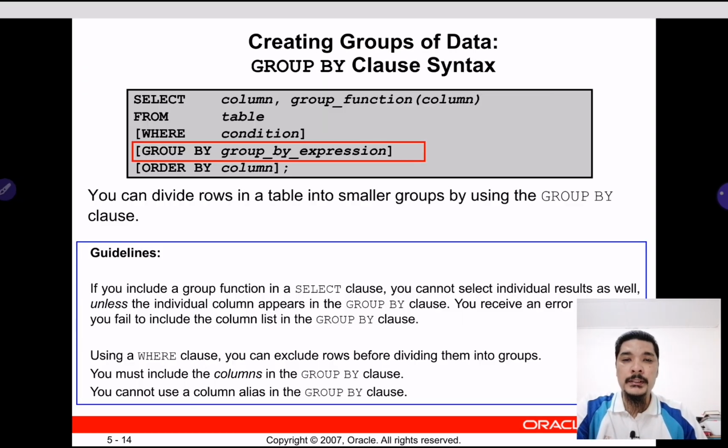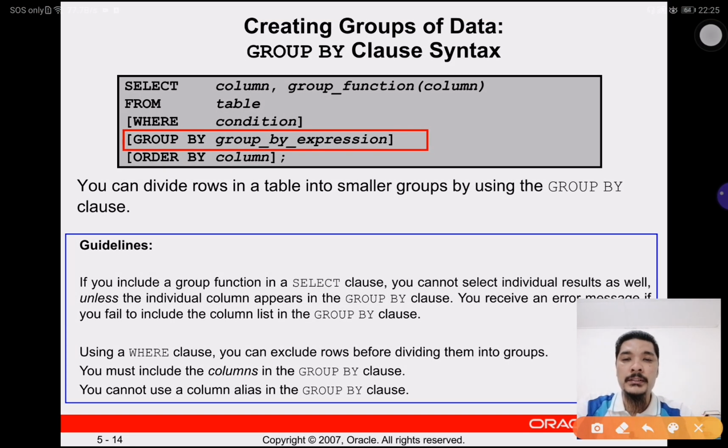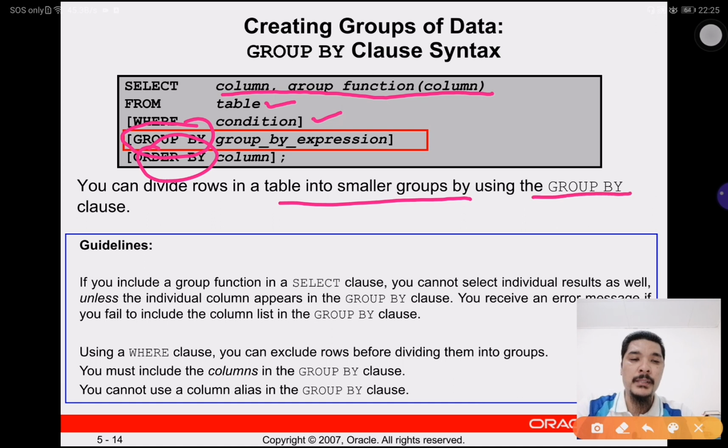Okay, so this is the creating groups of data and group by clause, right? We can select column, group function, column from any table, where conditions, if any, and then also group by expressions. Okay, so we are going to use this group by clause or syntax. And then maybe you can order the column. Order means sort. Okay, that one we will talk about later. You can divide rows in a table into smaller groups by using a group by clause.